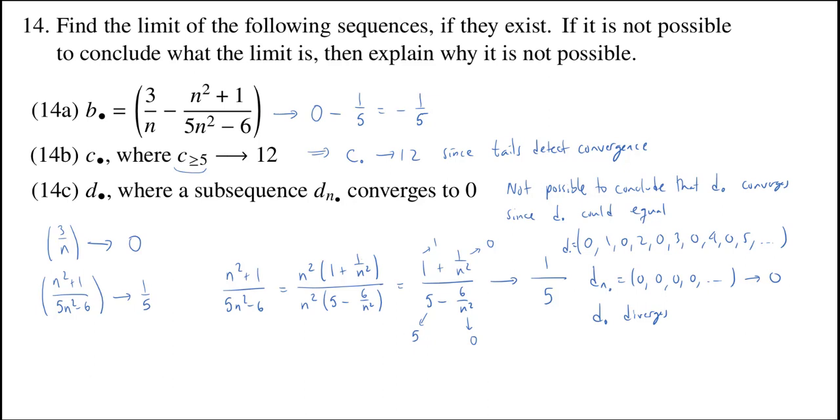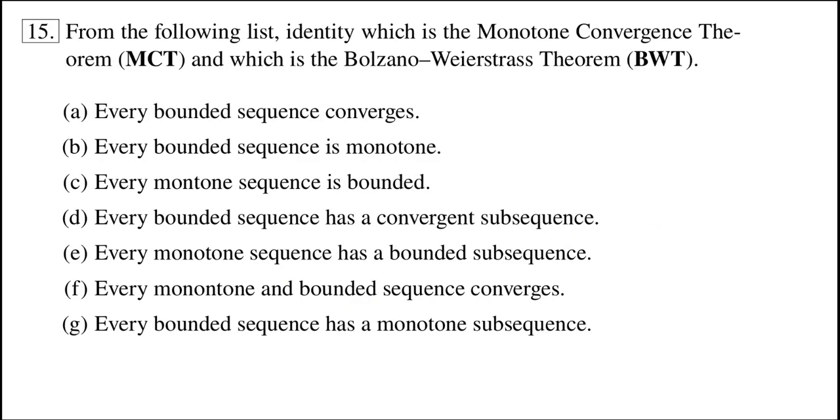All right, on to problem 15. In problem 15, we're given a list of, my goodness, 7 different statements, and we want to figure out which of these is the monotone convergence theorem and which is the Bolzano-Weierstrass theorem. Well, let's take a peek at these and see what we can say.